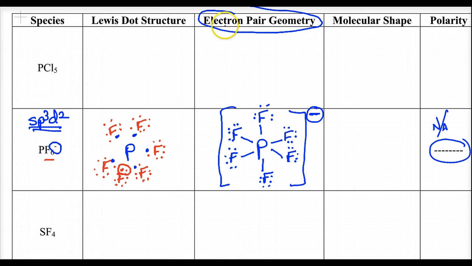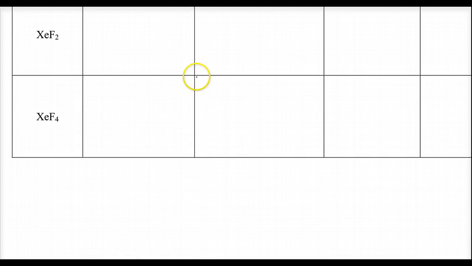So the electron pair geometry, because it's got 6, is of course octahedral. Molecular shape is the same thing because it has atoms in all positions and its polarity is not applicable. All right? Let's go down to XeF4, because people like when I go out of order. I have Xe, and I put in the 8 dots it has.